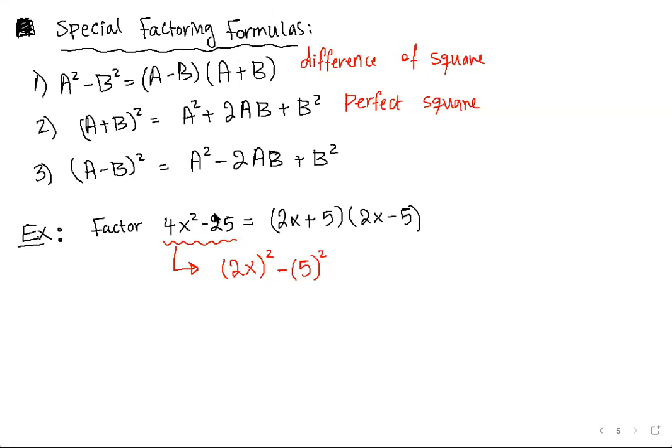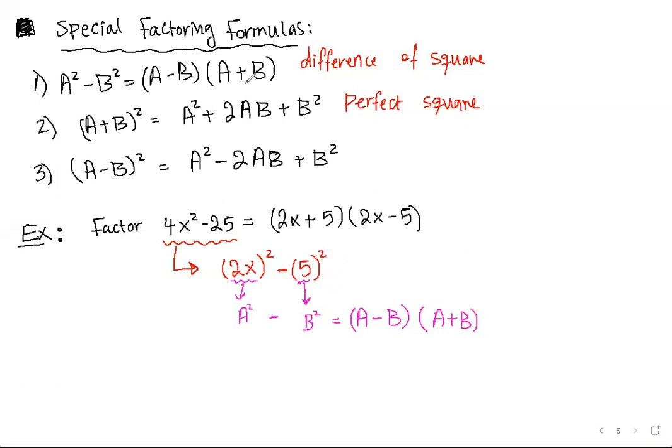So my a is 2x. This is my a, and this is my b. And go back to the formula. A squared minus b squared is equal to the first one minus the second one times the first one plus the second one. So this is a squared, this is b squared, and again it's equal to a minus b times a plus b.